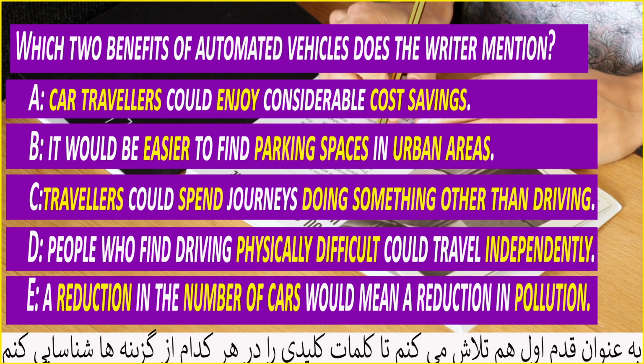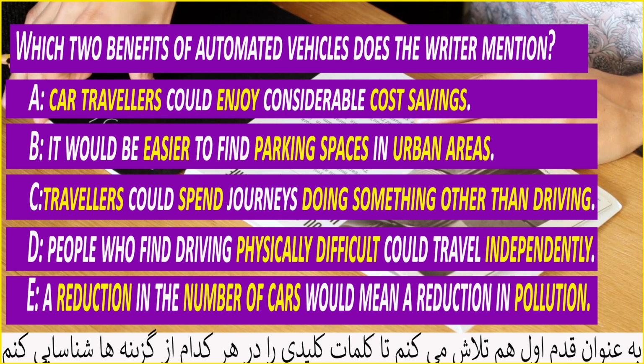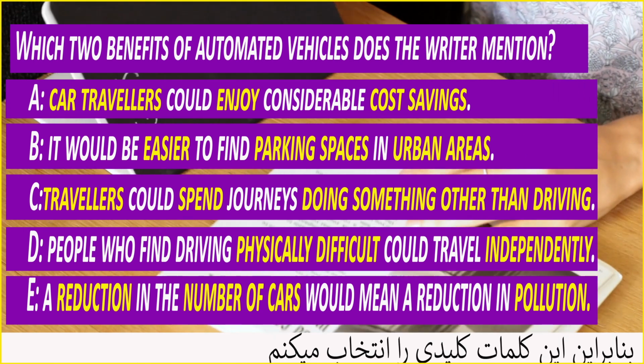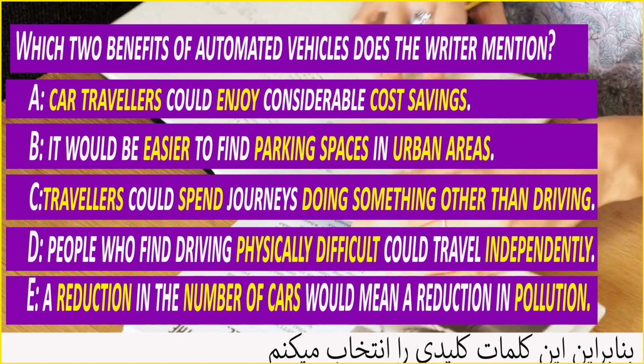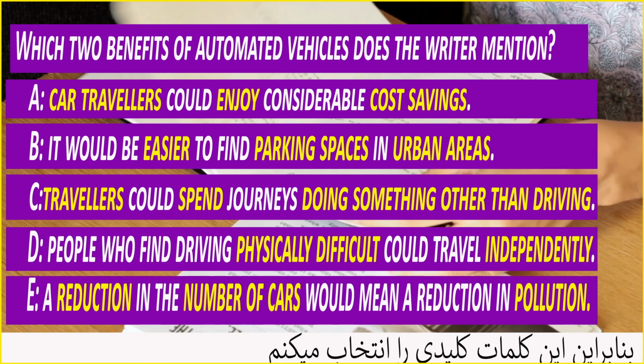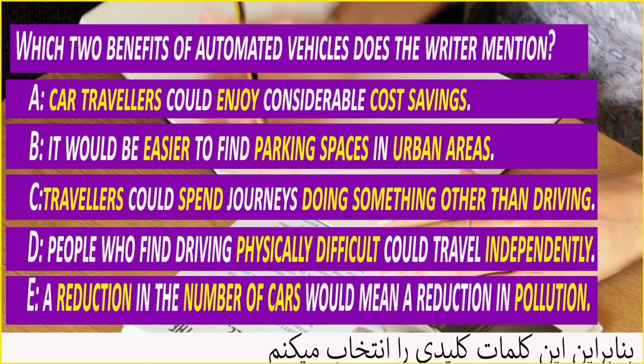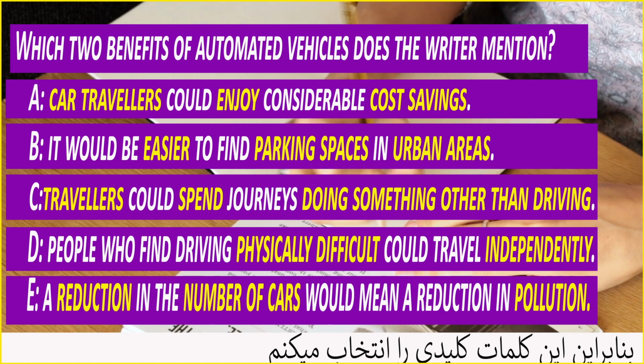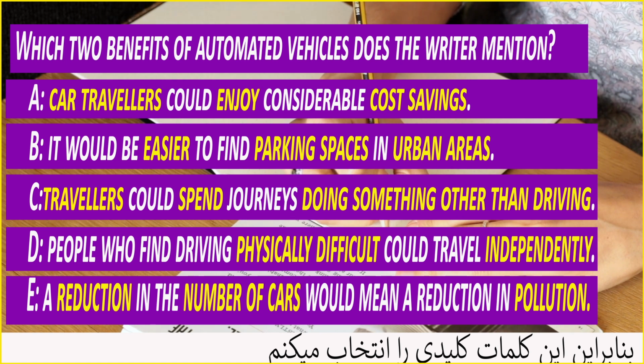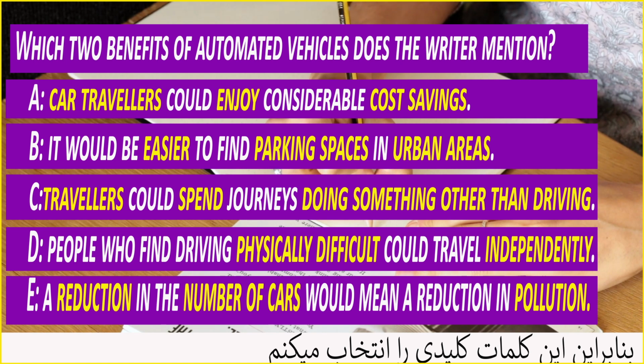As my first step, I try to identify the keywords in each of the options. So for option A, I choose car travelers, enjoy, cost savings. In option B, easier, parking spaces, urban areas. C, travelers, spend, doing something other than driving, which means doing something else. D, physically difficult and independently. E, reduction, number of cars, pollution.